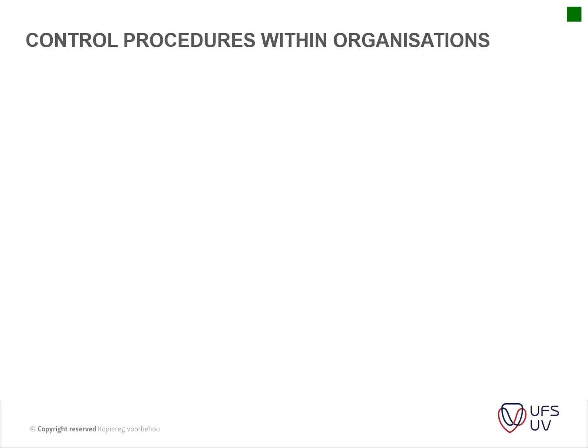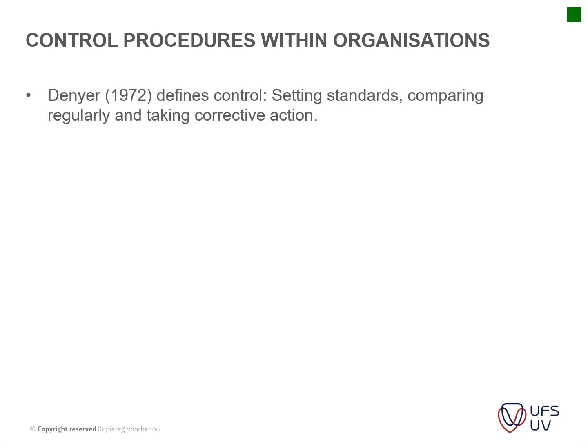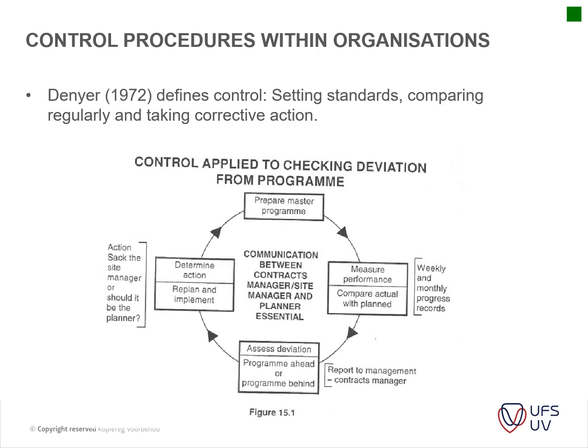Control procedures within organizations differ, but Denier in 1972 defined it as the following: setting standards, comparing regularly, and taking effective action. So we've done all the planning, now we've got a plan, now we monitor our progress against this plan. Control is applied to checking any deviation from the program. So you prepare your master program, you measure your performance, and you compare your actual with your planned.